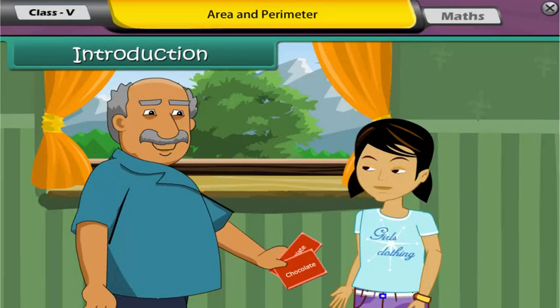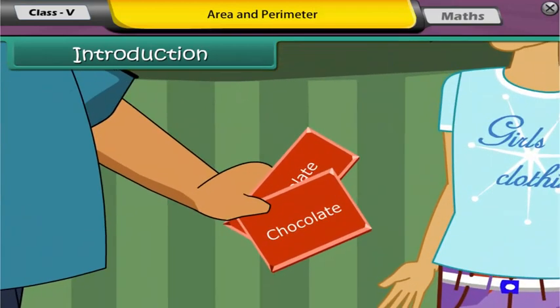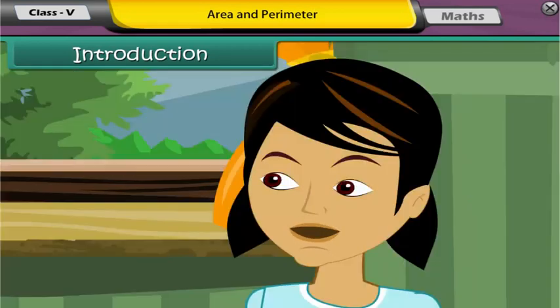One day Sonia's uncle gave 2 chocolates to Sonia and said, "Sonia, the bigger chocolate is for you and the smaller one is for your younger brother." Sonia could not make out which of the 2 chocolates was bigger. Which chocolate should I eat and which one should I give to Rohan?